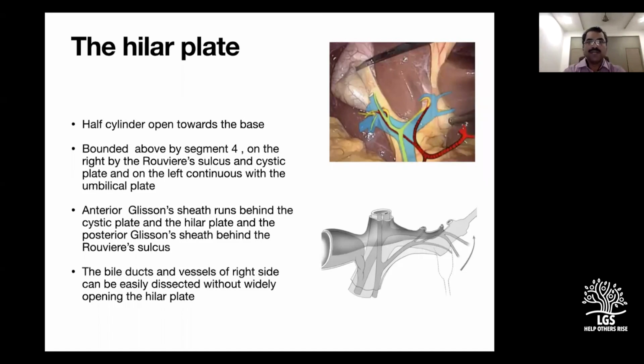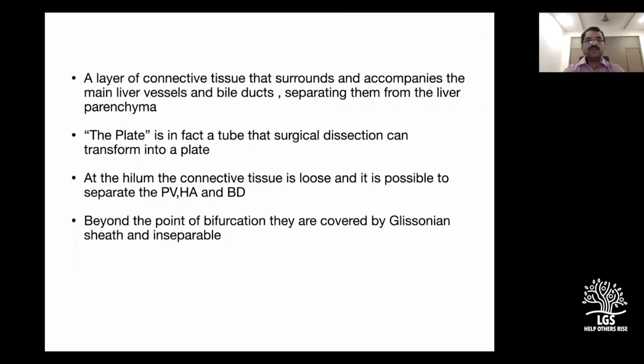Actually, the base of the hilar plate is formed by the lower part of the caudate and quadrate lobe, that is segment 4. So it extends to the right into the cystic plate near the gallbladder, and to the left to the umbilical fissure. The anterior Glisson sheath is the right boundary and the umbilical fissure is the left boundary. It is actually a connective tissue which invests the structures at the hilum, like the hepatic artery, portal vein, and the bile ducts. And there are lymphatics, nerves, etc.